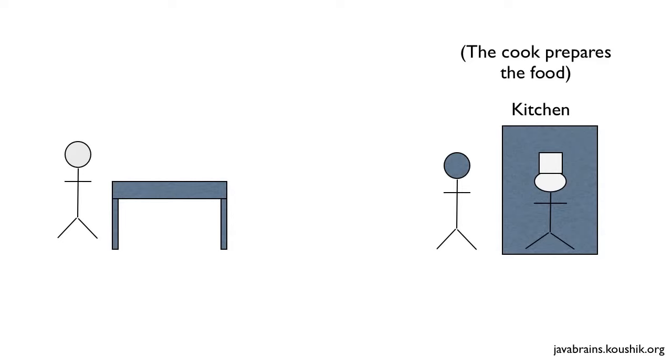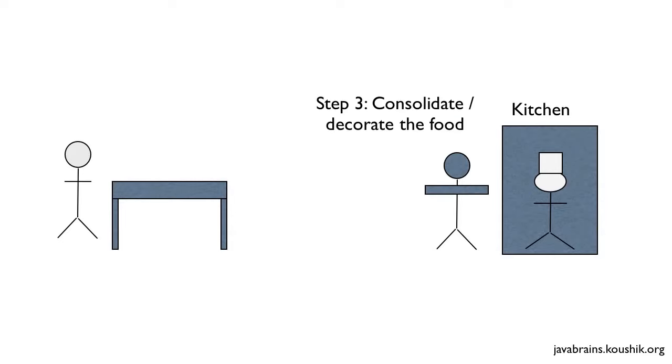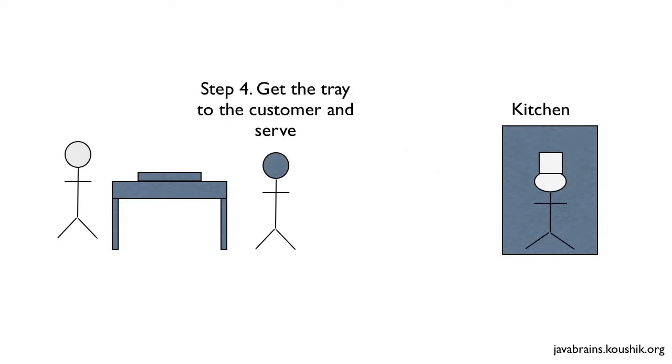Now the cook actually prepares the food and then hands it over back to our stickman. Step 3 is the same, consolidate and decorate the food. And then step 4, hand it back to the customer. Now this is a slight improvement from the previous situation that our stickman was in. He had to do everything himself, but this time he has a cook to prepare the food and then the rest of the stuff is managed by the stickman.